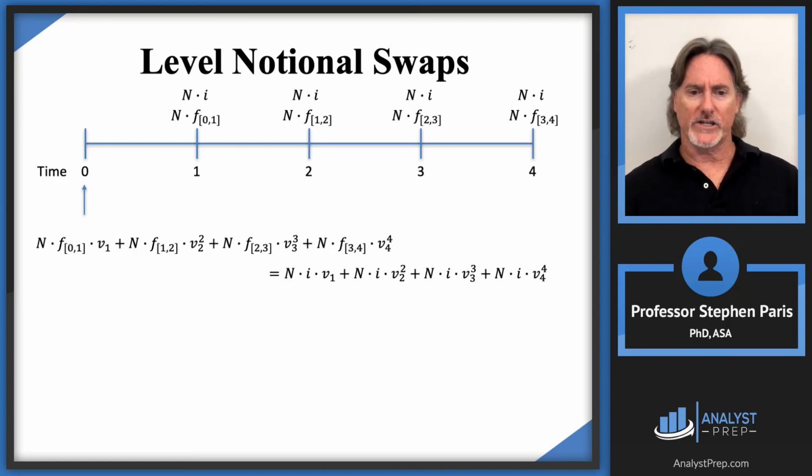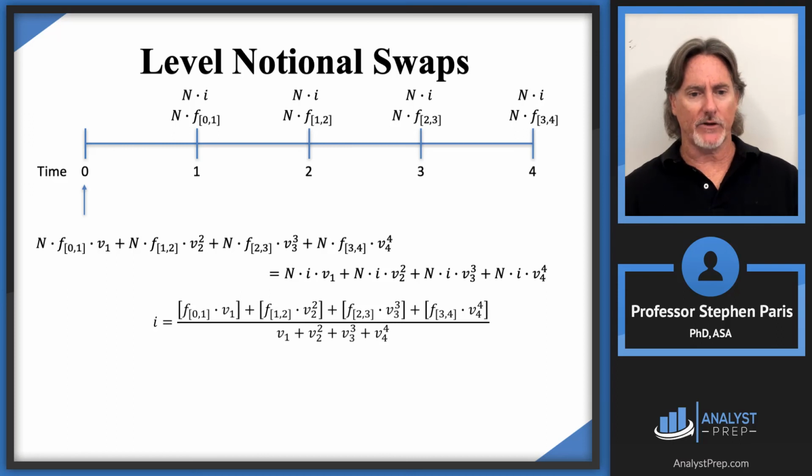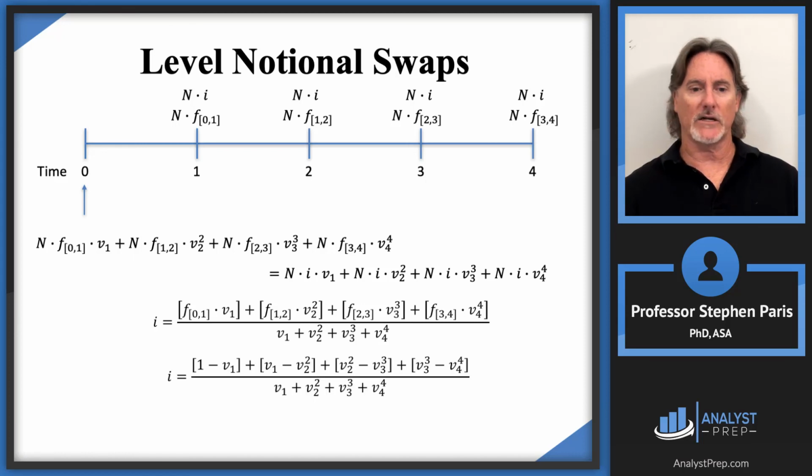All right. Once again, you'll see that if you have level notional amounts, and this is very important, then the swap rate will not depend on that notional value. The notional value is just going to cancel off. And I put in brackets there. Notice that the first set of brackets, I'm going to replace with a 1 minus a v sub 1. The second set of brackets, I'm going to replace with a v sub 1 minus a v sub 2 squared, and so on. And when I do that, in the numerator, I get a telescoping sum. And so the swap rate just reduces to this expression, and the numerator just reduces to a 1 minus a v sub 4 to the 4th power.